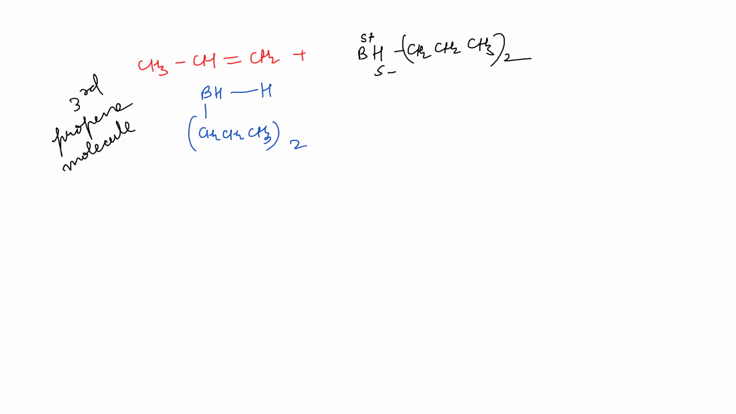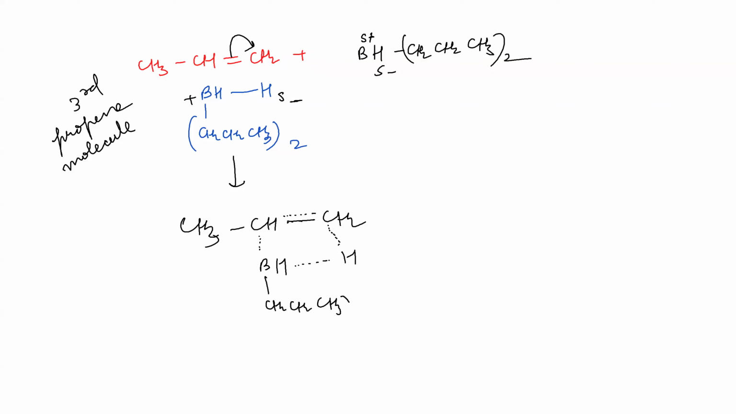Got it? So we'll have this, and H here is going to have a positive charge, negative charge, and B here is going to have a negative charge, positive charge. Bond as opens as usual. So we'll have CH3, CH, single bond, pi bond breaking, new bond being formed between BH, bond breaking down, and this bond here. So we'll have a CH2, CH2, CH3 whole twice.